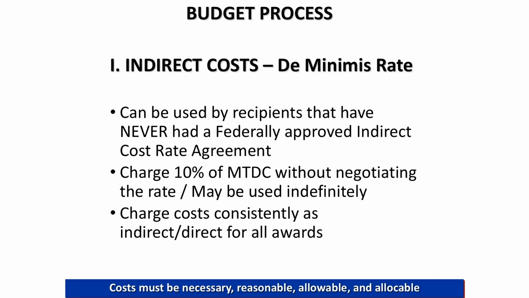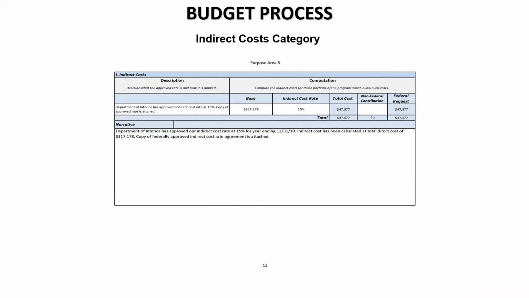The most important thing to remember when you're charging indirect, so whether it's de minimis or an approved indirect cost rate, my cost or your cost under this particular grant program must be consistent, okay? Any cost that I identify as indirect can't be charged someplace else directly, okay? So it has to be consistent on all of my awards with the agency.